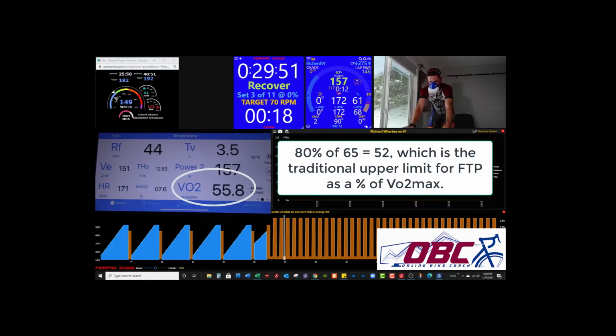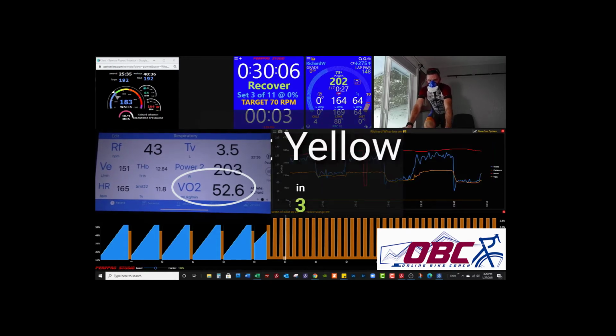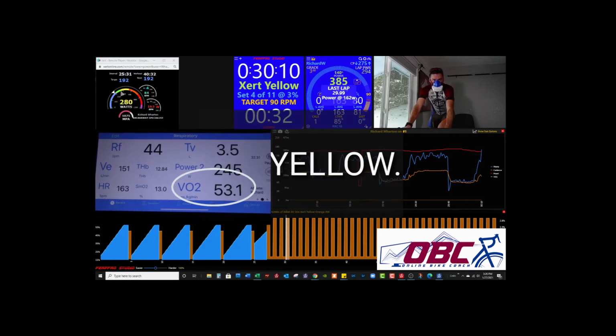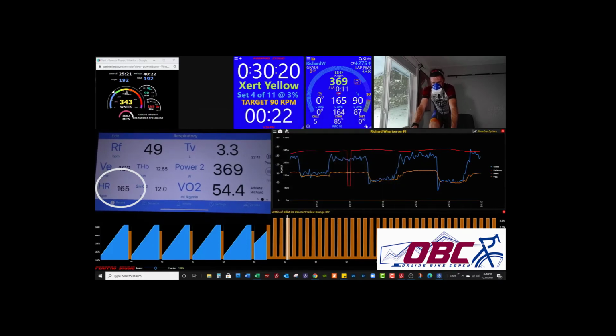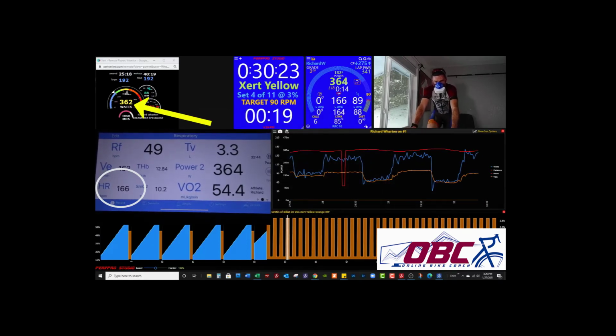56.3. I've got 20 seconds left on the recovery, but yet I am still in the above 85% of my VO2 max. My VO2 max is roughly 65 to 68 milliliters per kilogram per minute. And you can see that the VO2 stays above 50 all the way through the recovery. Now I immediately get into another interval, and heart rate only changes about 10 to 12 beats at the most, but you can see that the Xert rainbow dial is showing me right in the yellow range.